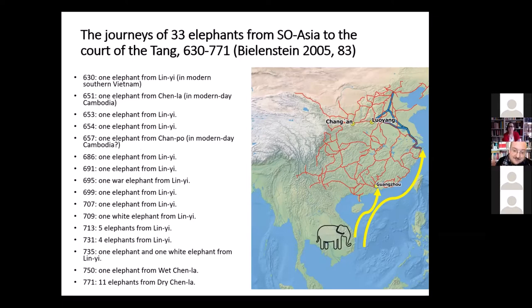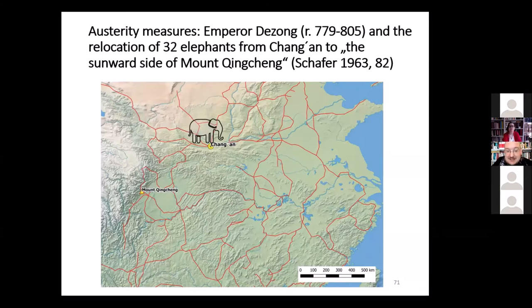However, as we have seen in the case of Abul Abbas, these elephants also brought entanglements with them. One had to take care of them, one had to feed them. And in 779, the new emperor, Dezong, decided that this was too costly in the rather temperate climate of northern China. So he decided to relocate the 32 elephants, which were found at the Chinese court at this site, to a more southern area, an imperial park at Mount Qingcheng. And these elephants were brought there and lived there together with some remaining populations of indigenous elephants.